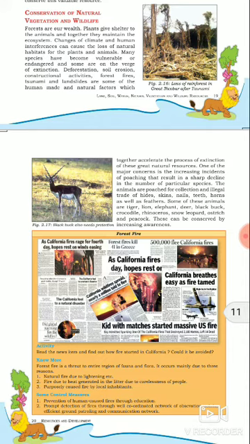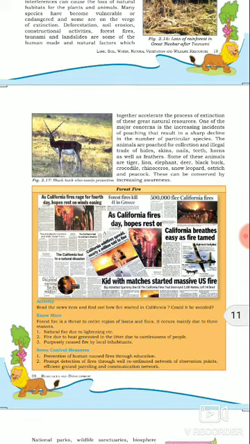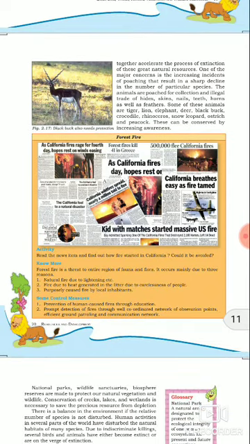This can be conserved by increasing awareness. These animals can be conserved by not killing them, and we should spread awareness to increase their numbers. There is another picture which holds importance for us, the forest fire.